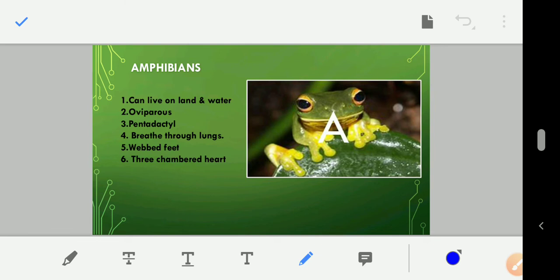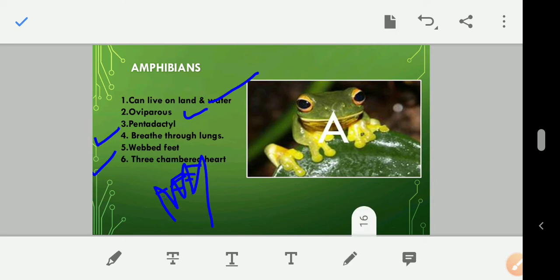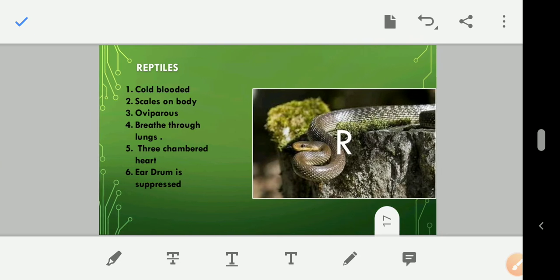Amphibians means they can live on land and water both, generally oviparous. Pentadactyl limbs are there. Penta means 5, dactyl means digits. There are 5 fingers in the foot. They may have webbed feet. Webbed feet means a web may be present between the toes, which helps in reducing the water currents. Generally they have a 3-chambered heart.